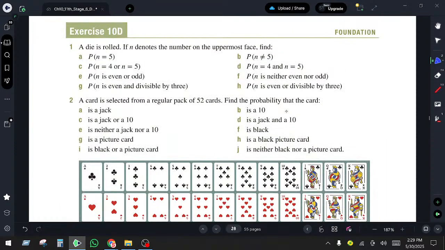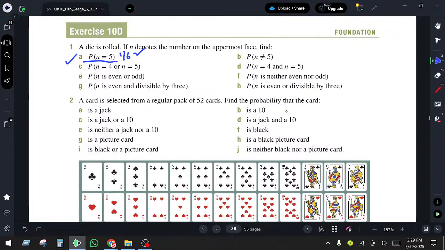So now we come. Can you see what is the first part? A die has been rolled. If n is the number on the uppermost face, what is the probability that n is equal to 5? How many are favorable? N equals 5. Probability to get 5. Oh, sorry, it is not a card, it is a rolled die. 1 out of 6. 1 over 6. Very good.